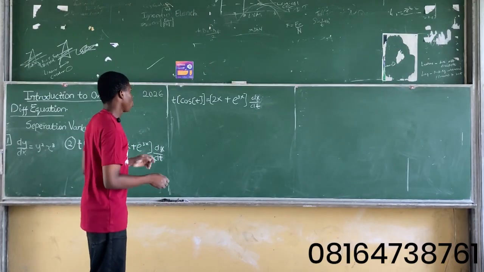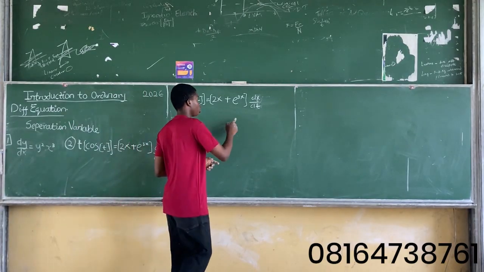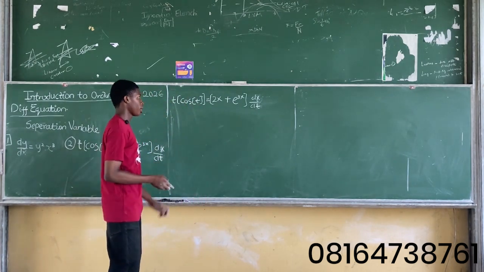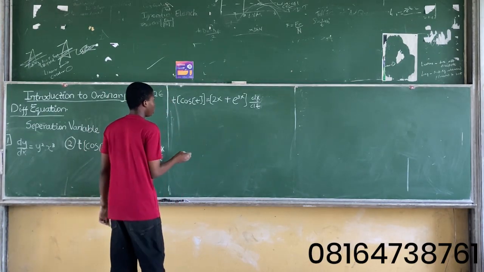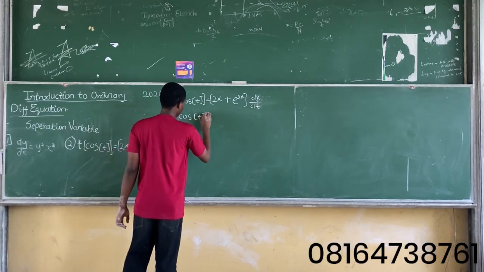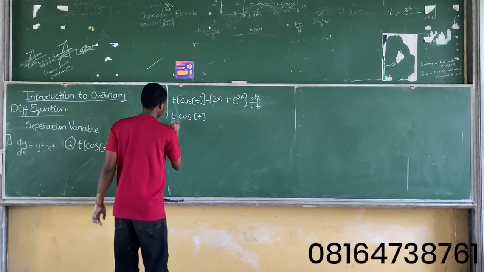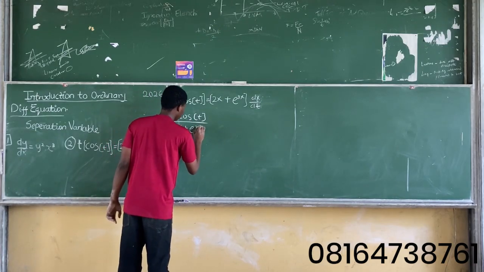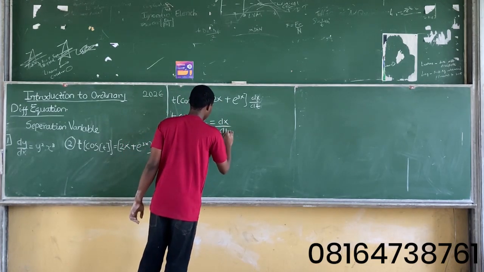Okay, this is the second question we are going to be attempting, whereby we are presented with t rather than y. So we'll separate the x variables on one side and the t variables on the other side. This is what we are going to do: we divide the whole equation by t cos t, and divide all through by 2x plus e raised to the power 3x, so that 2x plus e raised to the power 3x is equal to dx over dt.